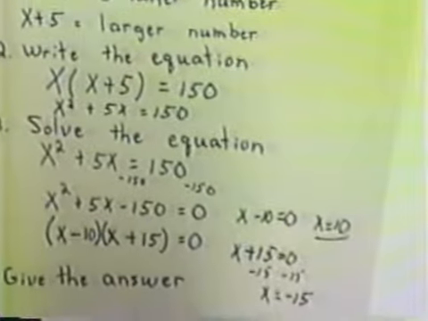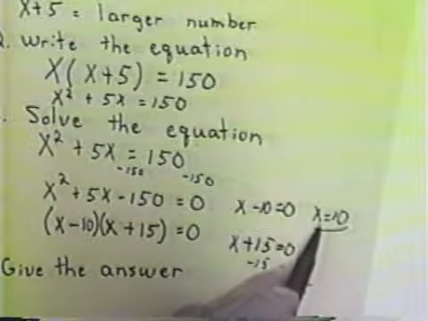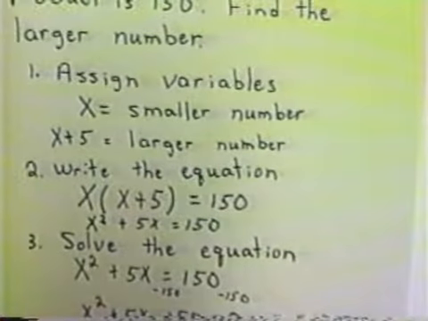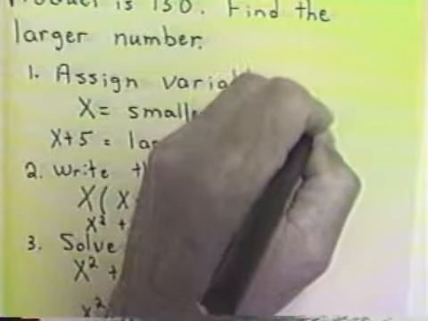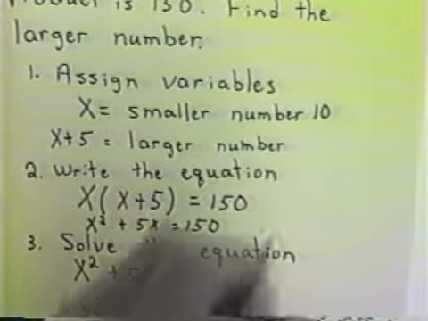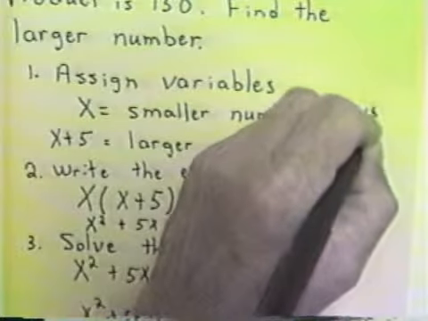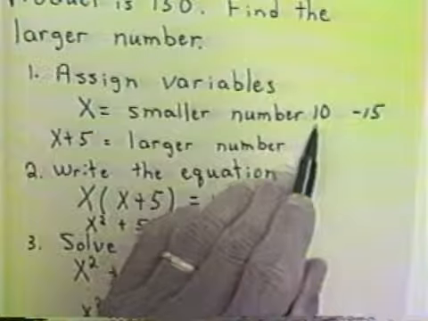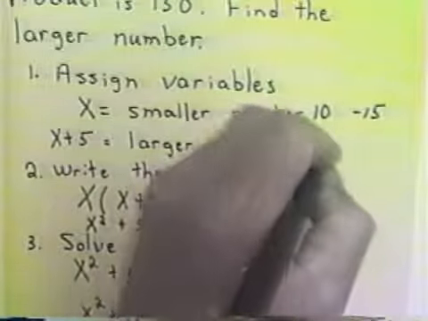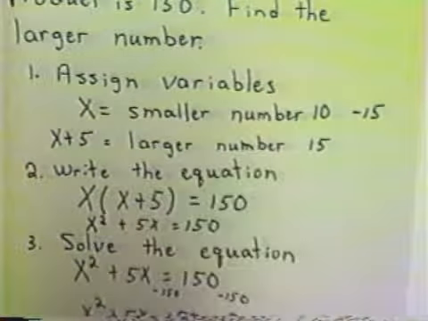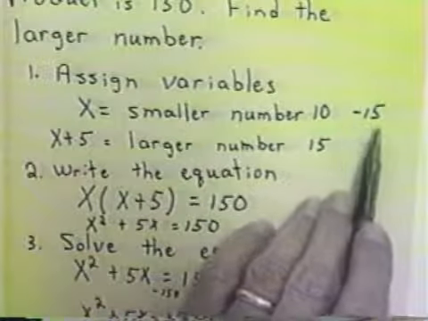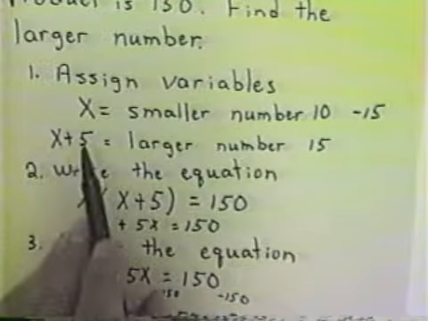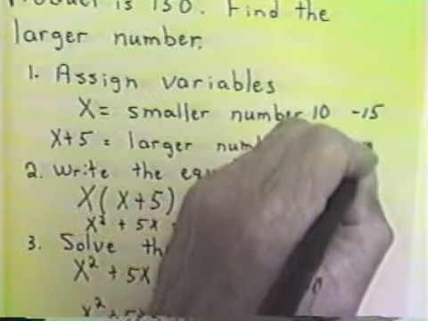Now we need to go back to the smaller number. The smaller number can be 10, or it can be negative 15. So the smaller number could be 10. The smaller number could be a negative 15. Now if the smaller number is 10, the larger number is 15. If the smaller number is negative 15, then the larger number is going to be a negative 15 plus 5, which is negative 10.